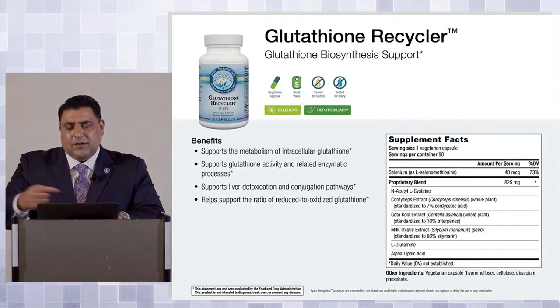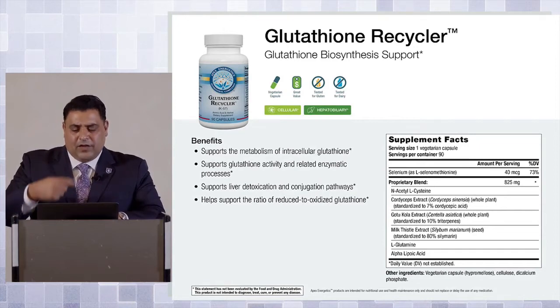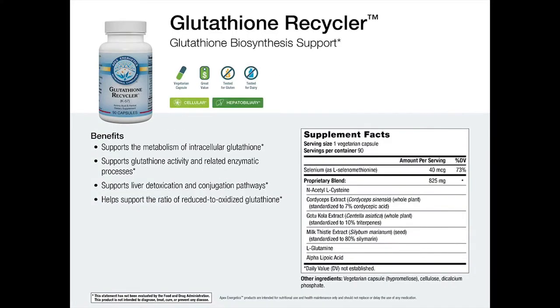And then recycling glutathione, once it's made, from oxidized to reduced form, becomes very, very powerful. So in my practice, when I see neuroinflammation, I'll use the Trisomal Glutathione in combination with Glutathione Recycler to help improve the regeneration of reduced glutathione from oxidized glutathione.